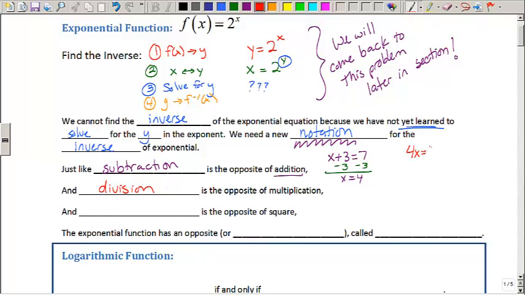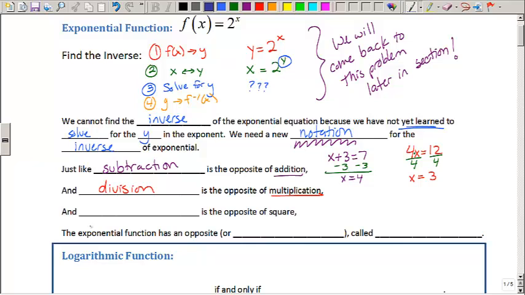Let's say 4x equals 12. What are you going to do to get x by itself to solve this equation? Well, the opposite of multiply by 4 is divide by 4. So when I divide both sides by 4, I'm getting x equals 3. And the reason I'm allowed to do that is because the opposite of multiplication is division.